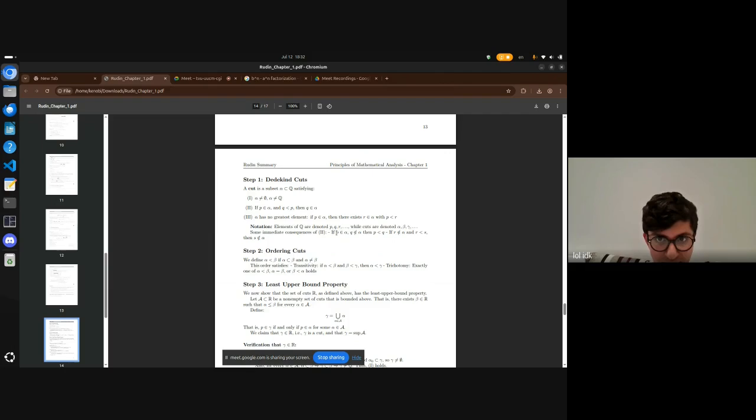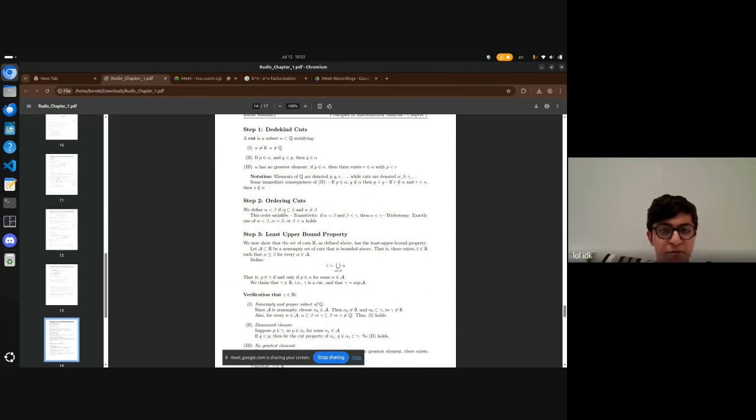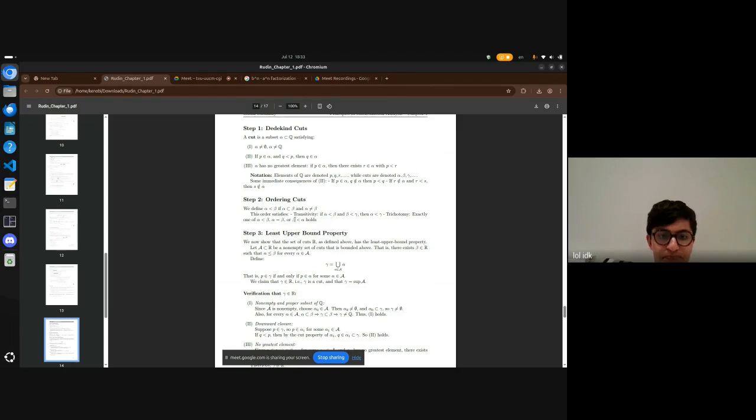And if p is in A and q is not in A, that means p is less than q. If r is not in A and r is less than s, then s is not in A. We define A less than B if A is a subset of B and A is not equal to B. And it satisfies transitivity and trichotomy, so exactly one of A less than B, A equals B, or B less than A holds.